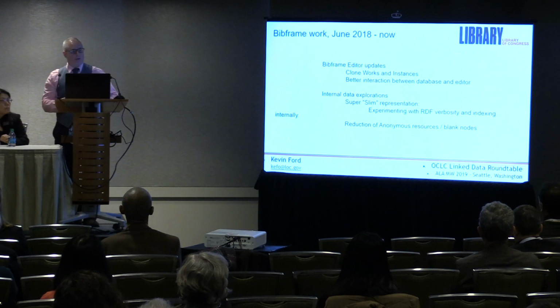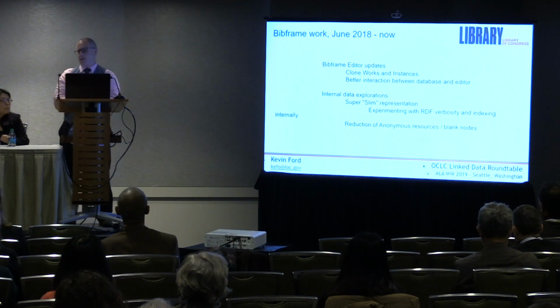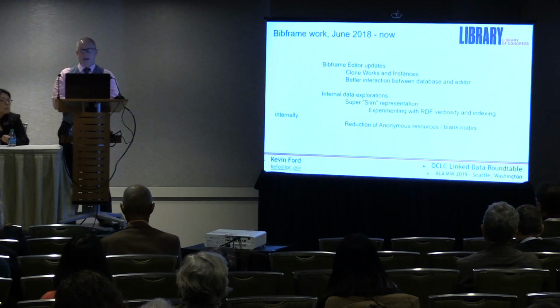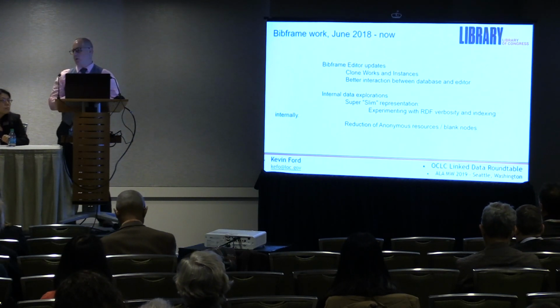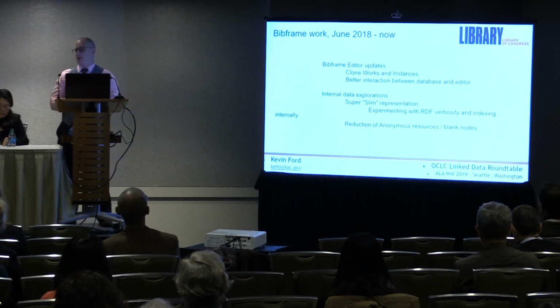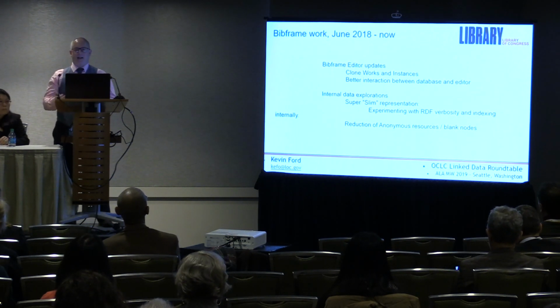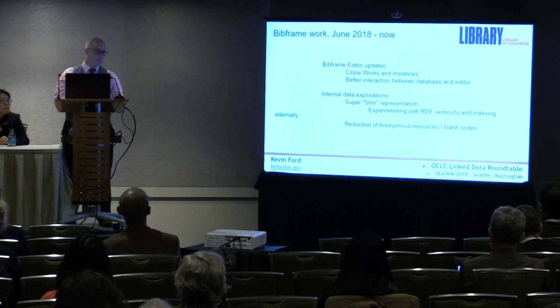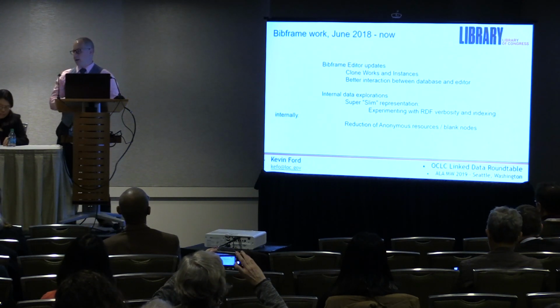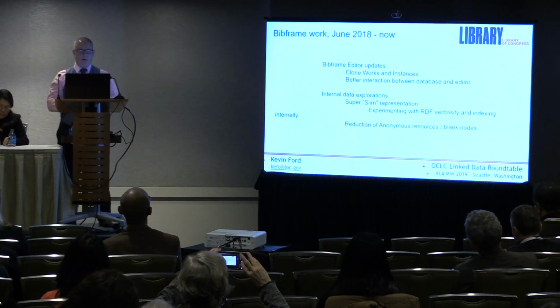And finally, we've been just doing some internal data explorations. Internally, we've been working with a super slim representation of BibFrame, specifically to see how much we can reduce any RDF verbosity and how that impacts indexing on the inside. So right now, the RDF tends to be more on the verbose side, which makes indexing very, very simple and easy. If we reduce that verbosity, it ratchets up the challenge of indexing. And so can we find a nice balance between the two?